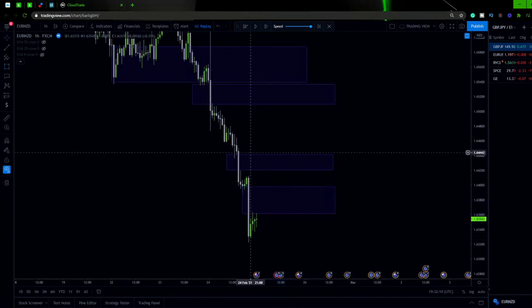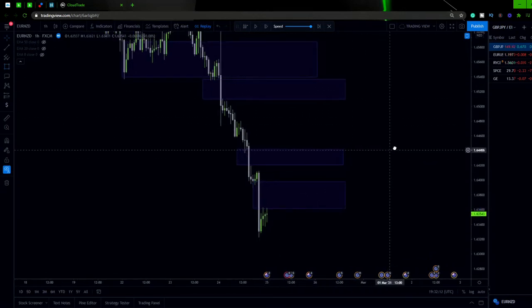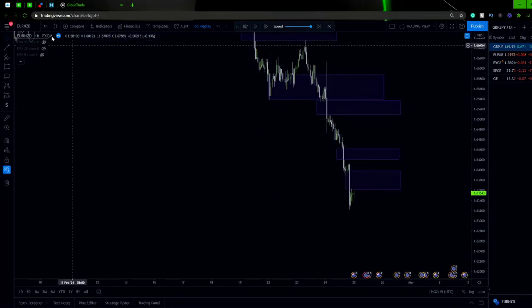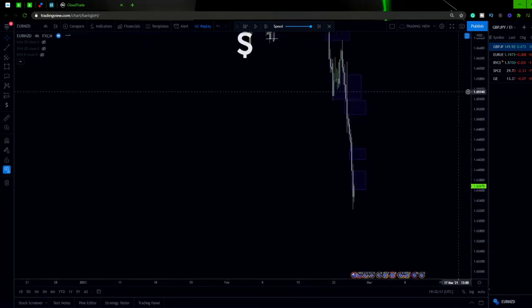So there is actually a lot of inefficiency to the upside, okay? Again, if we were just to move out to a higher time frame to see what's actually going on here.